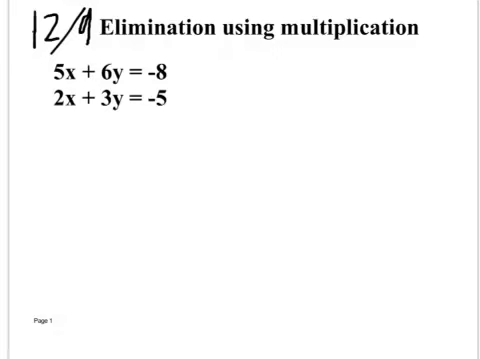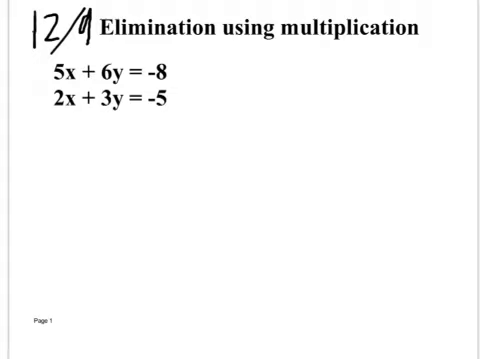Today we're doing elimination using multiplication. Last time we did notes on elimination using addition and subtraction. Today the only difference is we're going to multiply before we add and subtract. First thing we do is line up the variables. This one's already lined up.